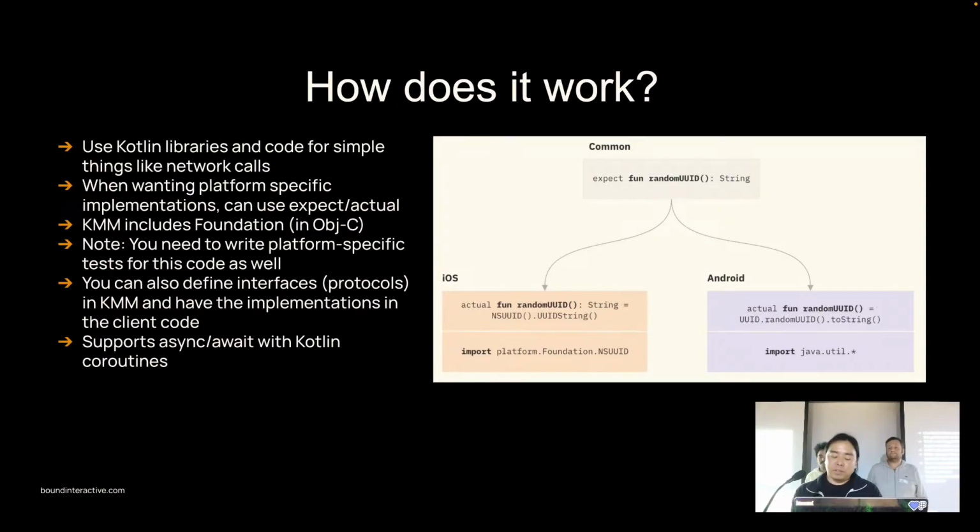And so you just define expect, which is kind of like a protocol, and then you have implementations in each of your clients, so iOS and Android. The one kind of bad thing about this is that you are, once again, writing the code twice, but just within the KMM module itself. You'll probably have to write tests for it again. So that is one thing, but you are keeping it within the KMM module, which is kind of nice.